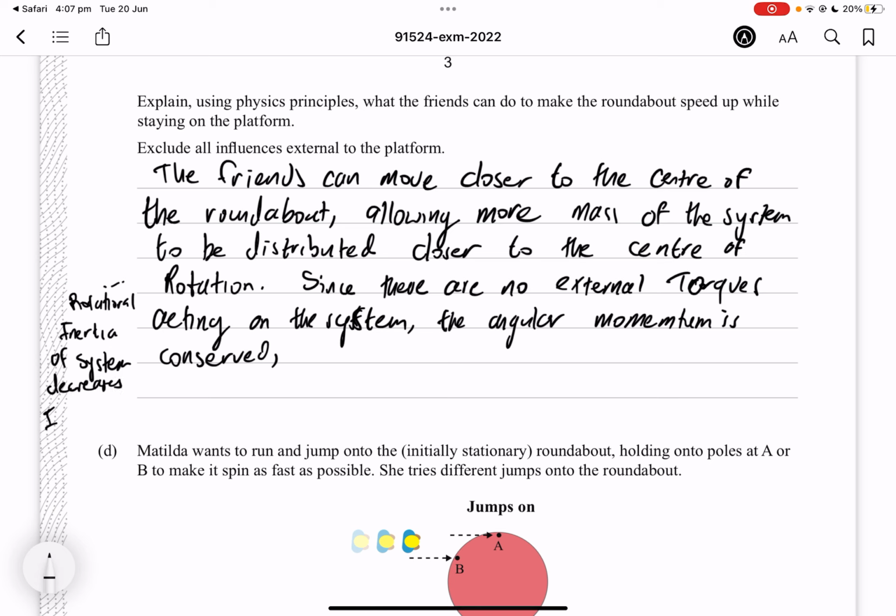Well, you can use the formula I equals mr squared. So I is proportional to r squared, where r is the distance from the center of rotation. Since a decrease in r will decrease the rotational inertia, and the angular momentum is conserved, therefore, since the angular momentum is given by the rotational inertia of the system multiplied by its angular velocity, we know that the angular velocity must increase.